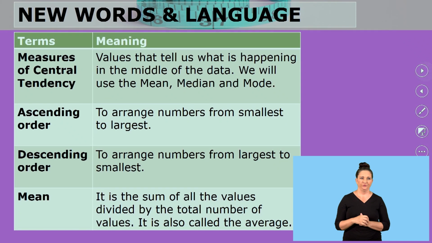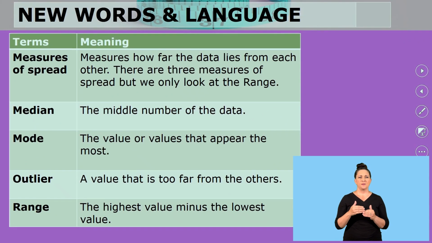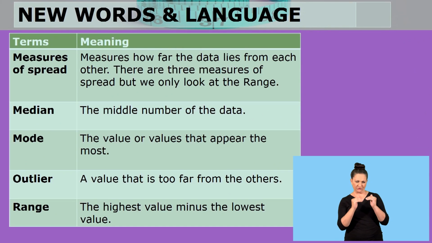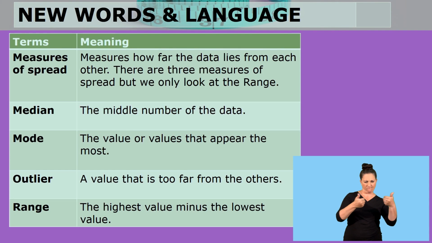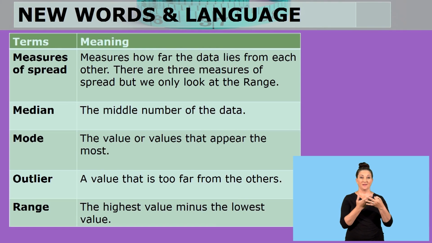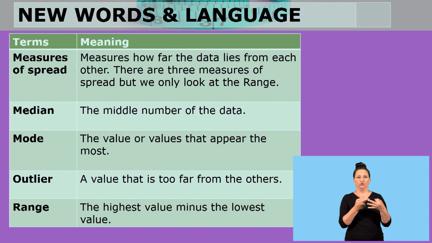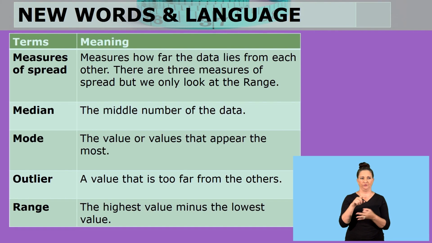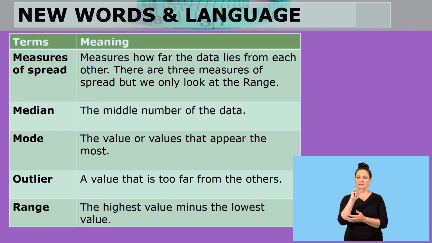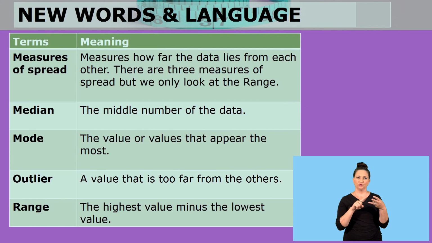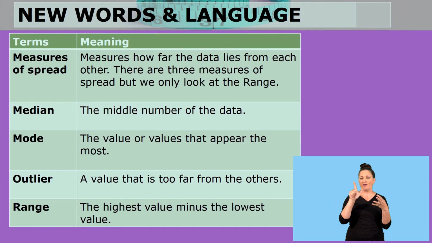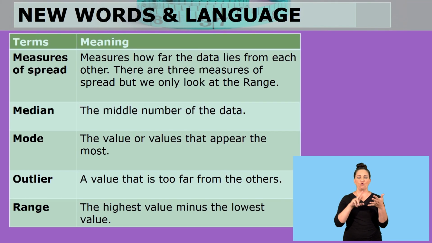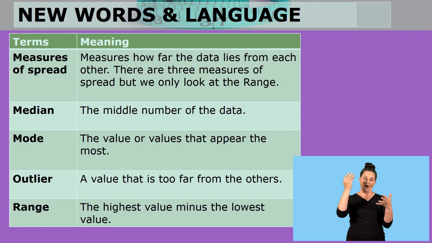Next one, measures of spread. This measures how far the data lies from each other. There are three measures of spread, but here we will only look at the range. Median, the middle number of the data. Mode, the value or values that appear the most. Outlier, a value that is too far from the others. Range, the highest value minus the lowest value.